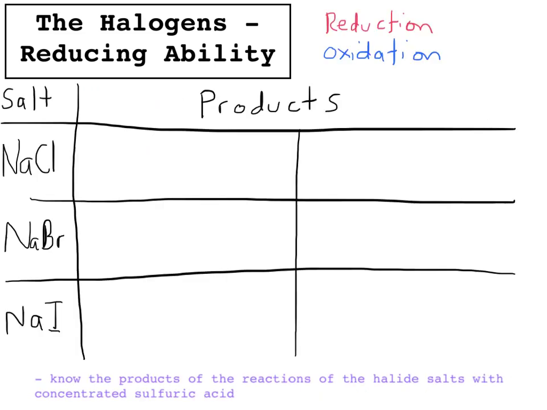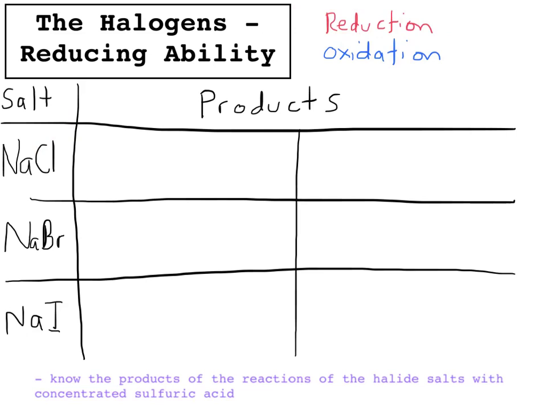So as I said before, you have to know the products of the reactions between the halide salts with concentrated sulfuric acid. Some of those products are going to be reduction products, and some are going to be oxidation products, some are going to be neither. And so the reduction products I'm going to write in red, and the oxidation products I'm going to write in blue. The oxidation products come from the halide ion themselves, and the reduction products come from the sulfuric acid.